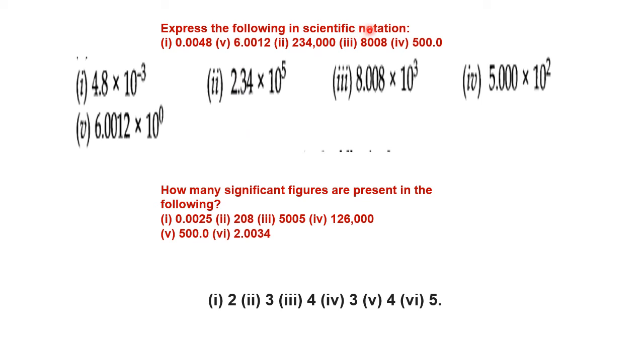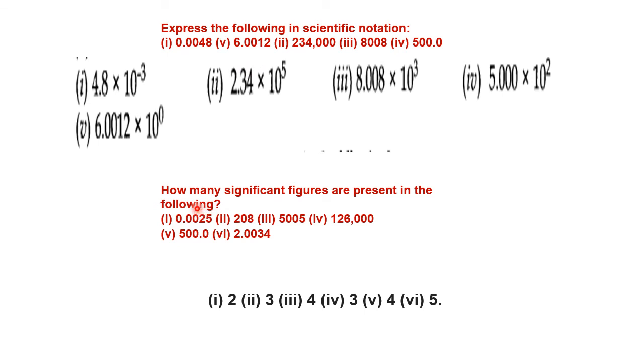Express the following in scientific notation. 4.8 into 10 to the power minus 3, very easy for you. Second is 2.34 into 10 to the power 5. Third one is 8.008 into 10 to the power 3. Fourth is 5.00 into 10 to the power 2, because the decimal point will come here, that is 10 to the power of 2, and the remaining is 00. Now the fifth one is already in scientific notation, therefore 6.0012 into 10 to the power of 0, because 10 to the power of 0 equals 1, so the answer is the same.